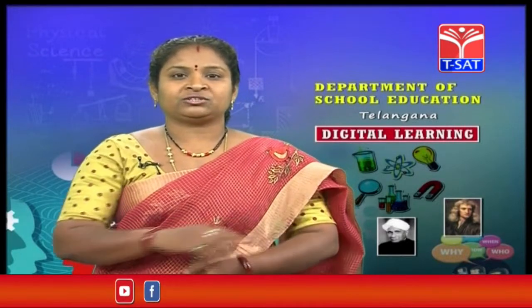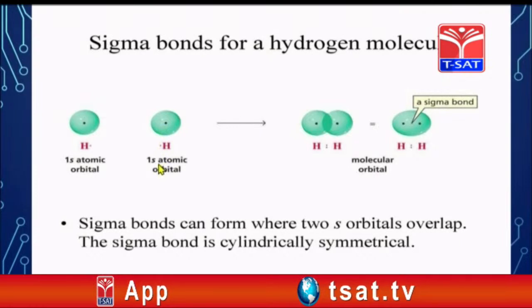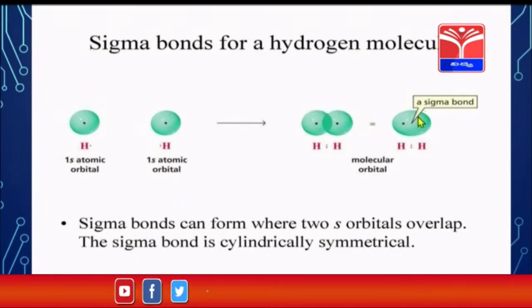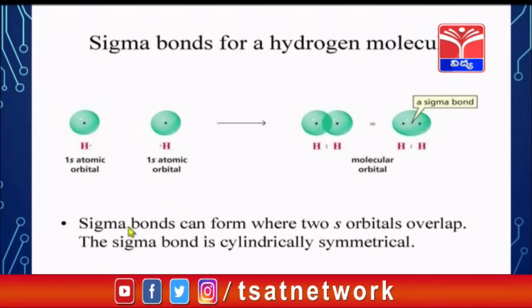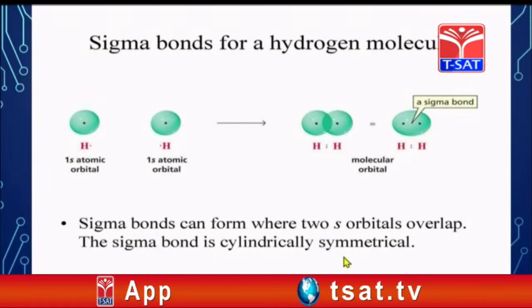Look at this picture, children. This is a spherical s orbital belonging to one of the hydrogen atoms, so, one s atomic orbital of a hydrogen atom. When it approaches another hydrogen atom with an unpaired electron present in an s orbital, the overlap takes place, thus forming a sigma bond. So, a sigma bond can form between two overlapping s orbitals, and it is cylindrically symmetrical.